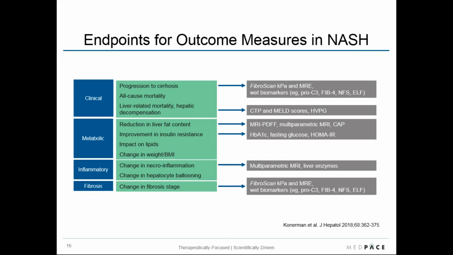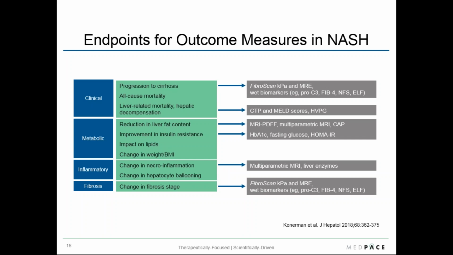Yeah, and I think this is a nice summary to speak to what we've already addressed, and that is, what are some of these endpoints for outcome measures in NASH? I think it depends on the phase of development, and we'll get to that in the next slide. But if you focus on clinical parameters, and this is ultimately what the FDA wants, it's does your drug affect how a patient feels, functions, or survives? And whether you look at progression to cirrhosis, all-cause mortality, or liver-related mortality, there are measures that we can use to assess that, and I have those outlined there.